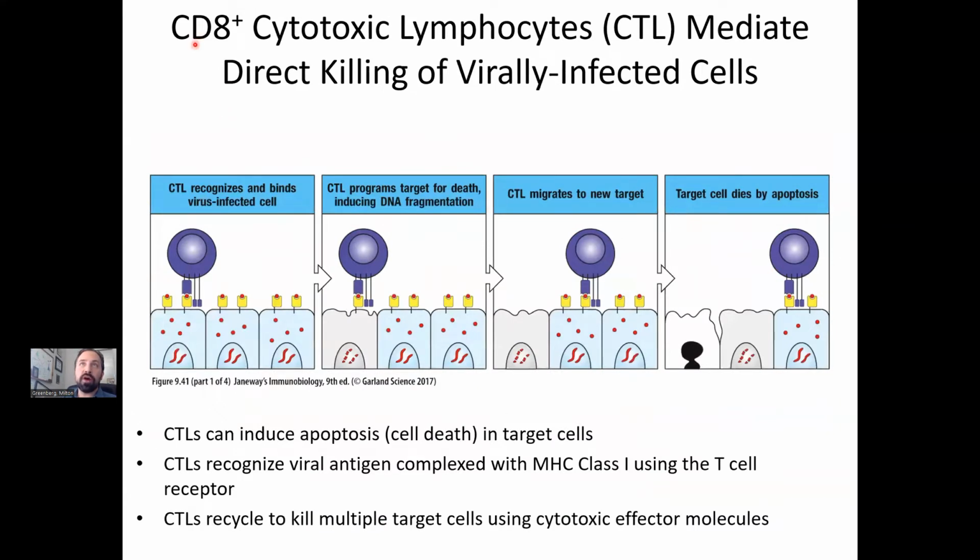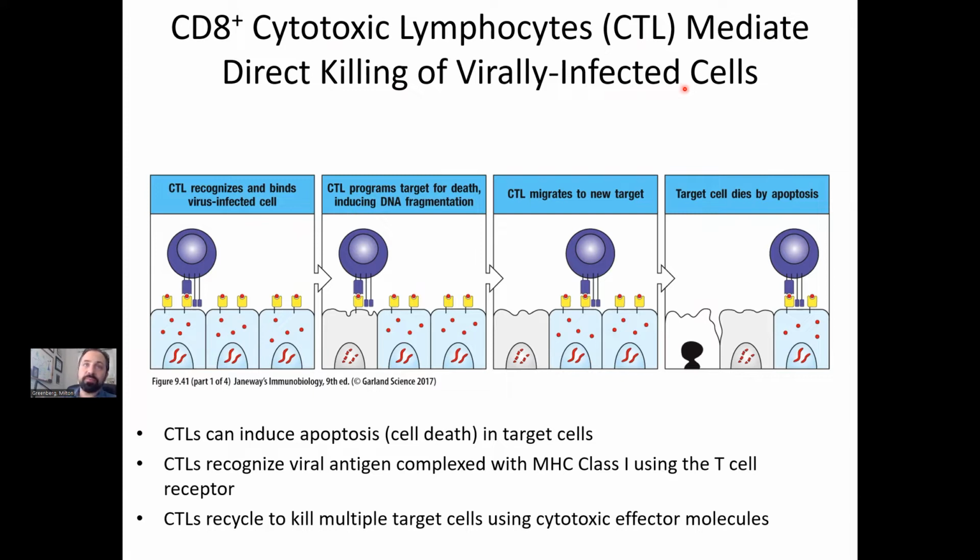So to begin, we're going to talk about cytotoxic CD8 T lymphocytes. CD8 T cells are a type of T cell that arise in the thymus, and these have specificity towards MHC class 1. So specifically, these will recognize viral antigens presented in the context of MHC class 1. CD8 cytotoxic lymphocytes mediate direct killing of virally infected cells.